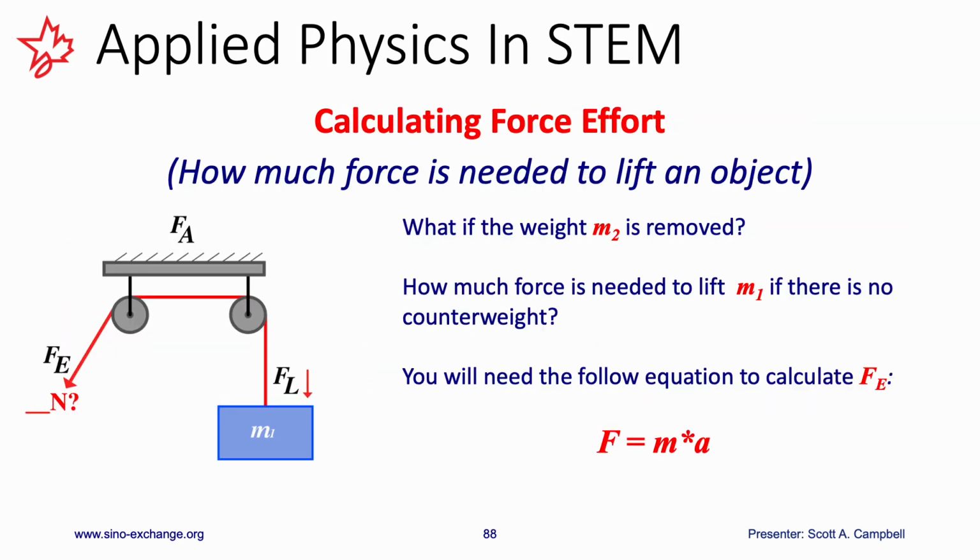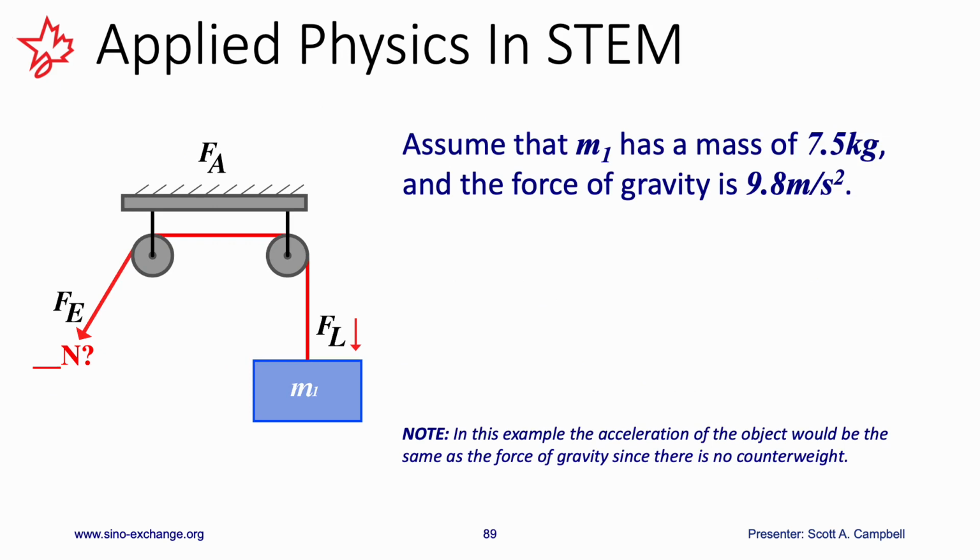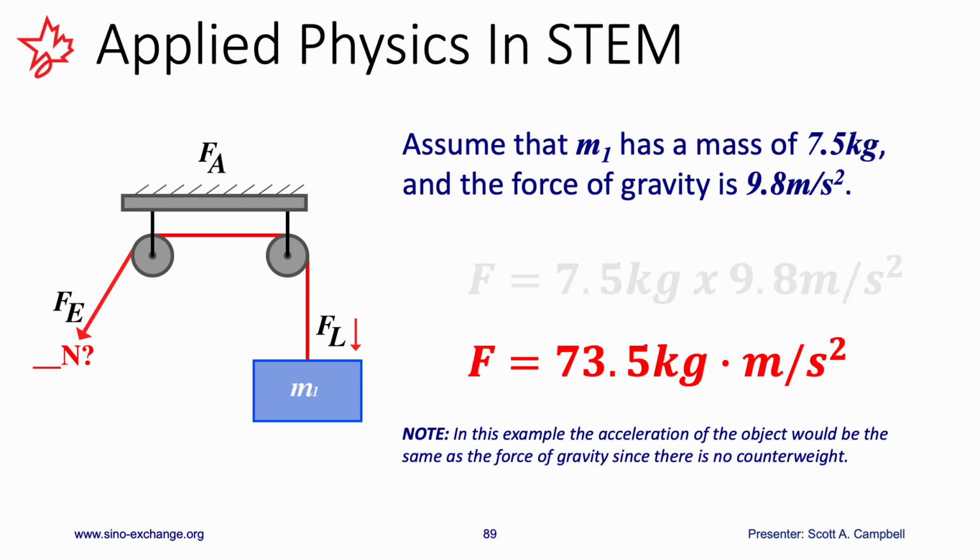So what would happen if we removed the second mass altogether? How much force would be needed to lift that first mass? In order to perform this calculation, we'll need to use the equation force equals mass times acceleration. Let's assume that M1 has a mass of 7.5 kilograms, and the force of gravity is 9.8 meters per second squared. We'll substitute our known values into our equation and then solve for the system. This gives us the necessary force that's required to lift the object.